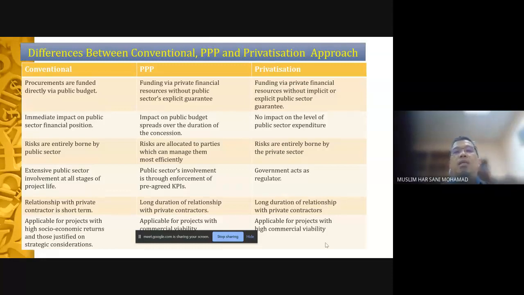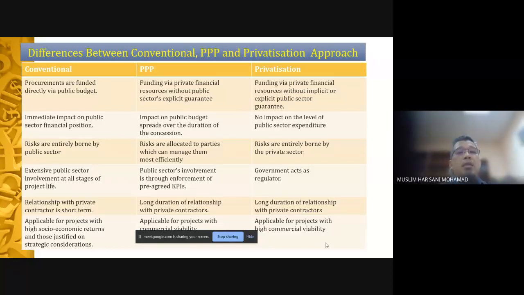Public sector guarantee here means if the private sector cannot generate enough revenue and enough income, then the government has to fill up the gap. And if anything happens, government will still be financially responsible. So it's a kind of contingent liabilities in that manner.